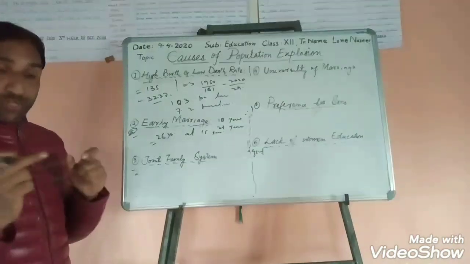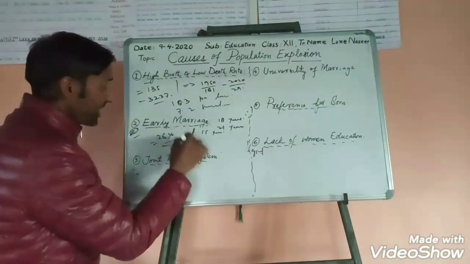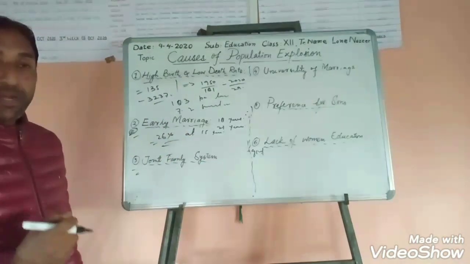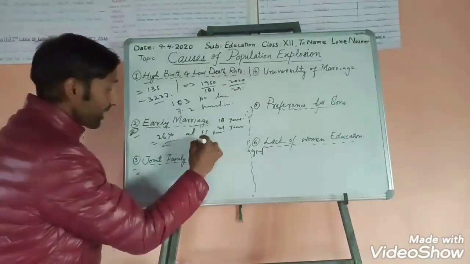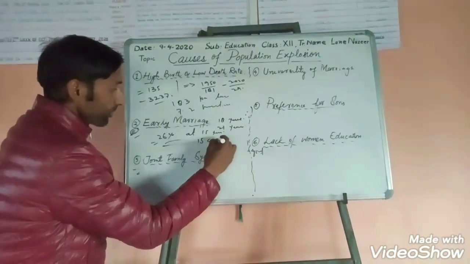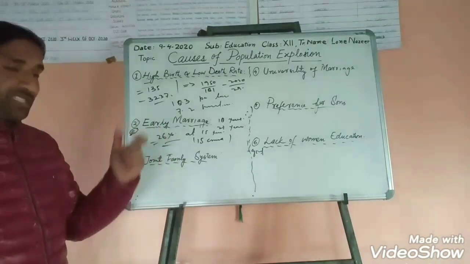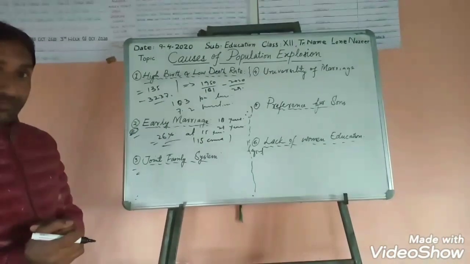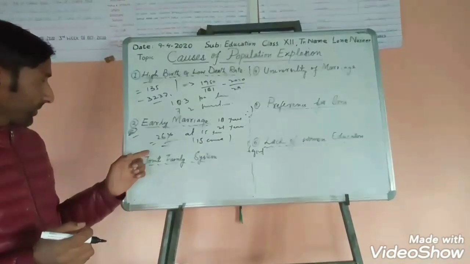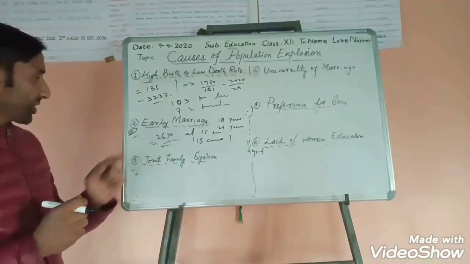As per the UNICEF report, India has the highest number of child brides. It has 15 crore child brides, which is the highest in the whole world. So early marriage is a cause of population explosion.